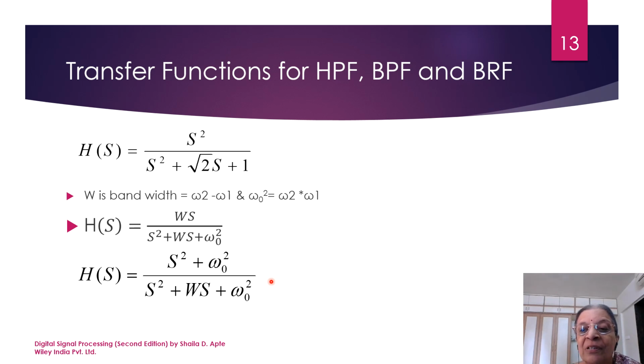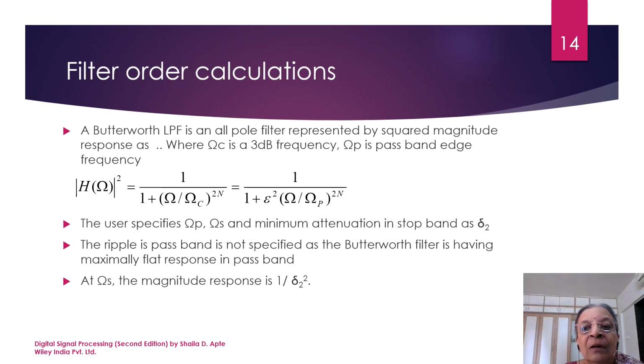Same as we have just done to get the Butterworth filter design in the digital domain. Now let us see how the filter order can be calculated. I have told you that in case of Butterworth filter, the order requirement would be large. Now in this case, a Butterworth LPF is an all-pole filter represented by the squared magnitude response.